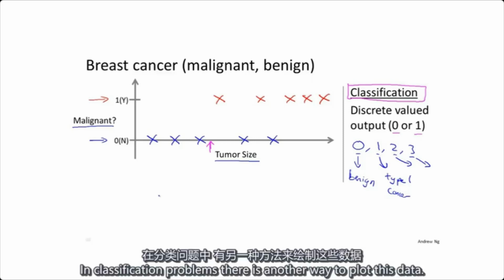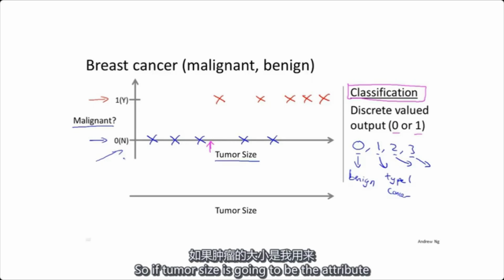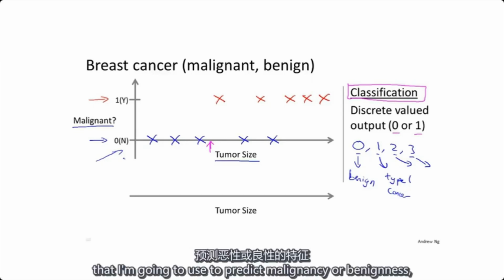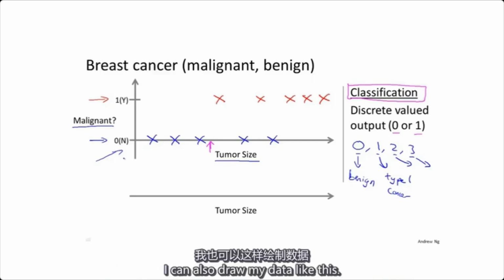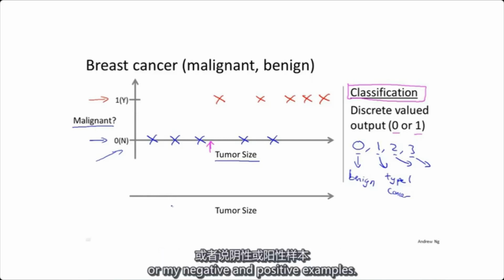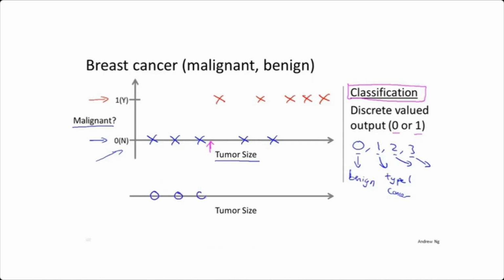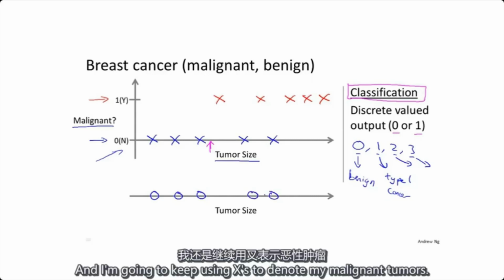In classification problems, there is another way to plot this data. Let me show you what I mean. I'm going to use a slightly different set of symbols to plot this data. So if tumor size is going to be the attribute that I'm going to use to predict malignancy or benignness, I can also draw my data like this. I'm going to use different symbols to denote my benign and malignant, or my negative and positive examples. So instead of drawing crosses, I'm now going to draw O's for the benign tumors, like so. And I'm going to keep using X's to denote my malignant tumors.